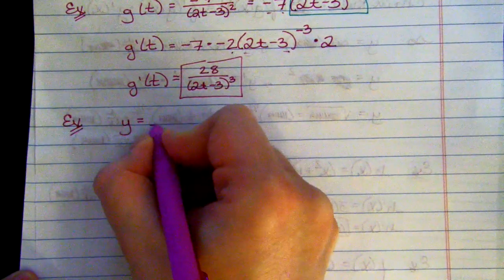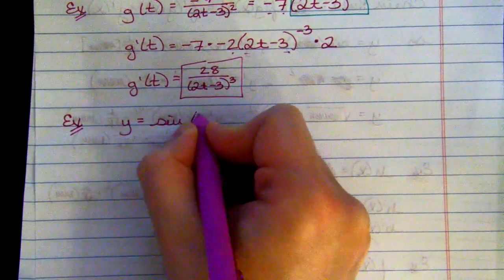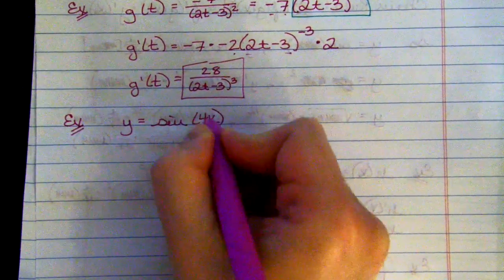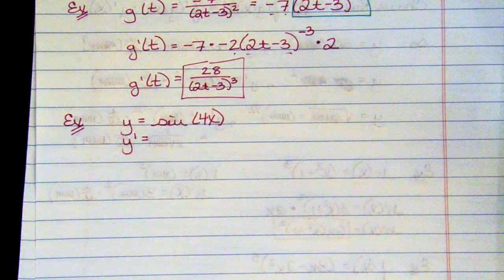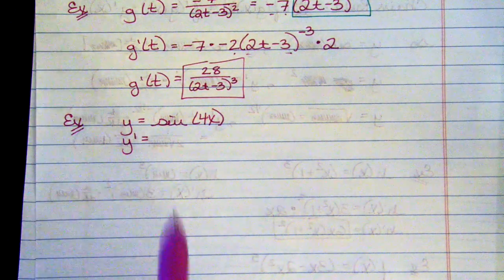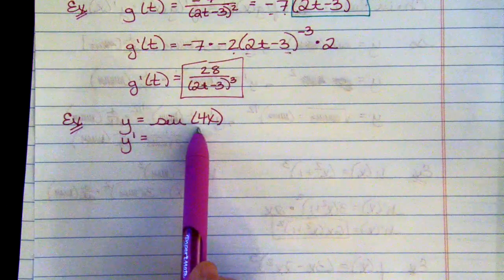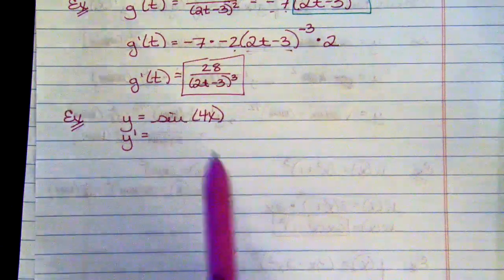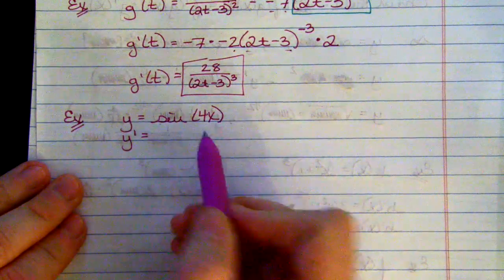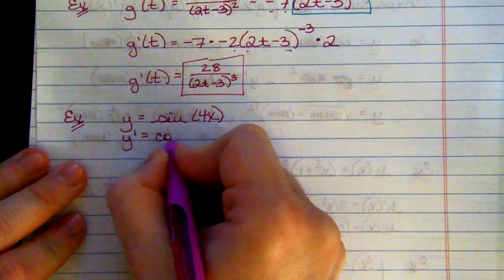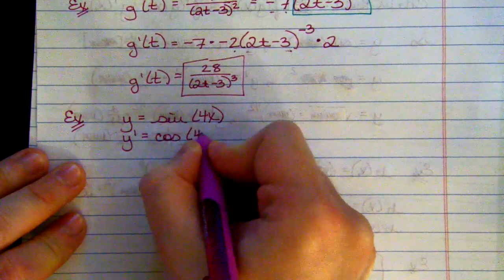Y equals the sine of 4x. This is a chain rule problem, because it's not just the sine of x, it's the sine of something a little more complicated. Chain rule says I'm going to take the derivative of the outside part and leave everything inside there. So I'm going to say the cosine of 4x.